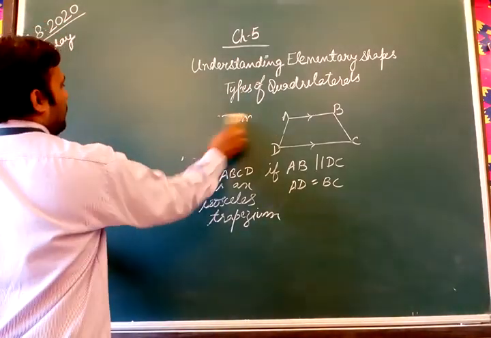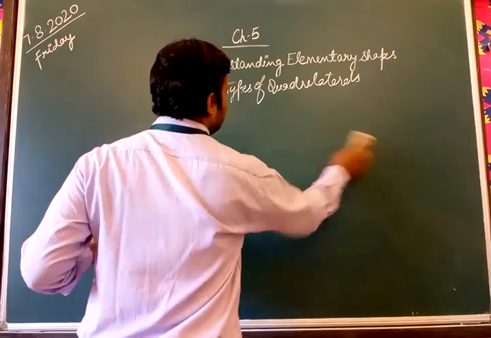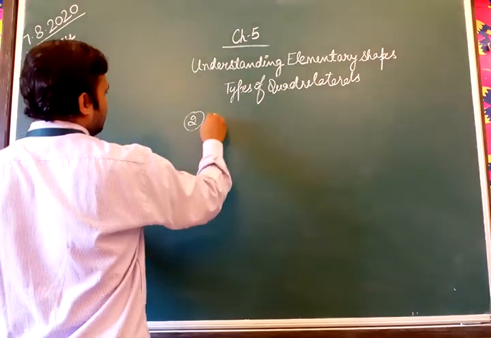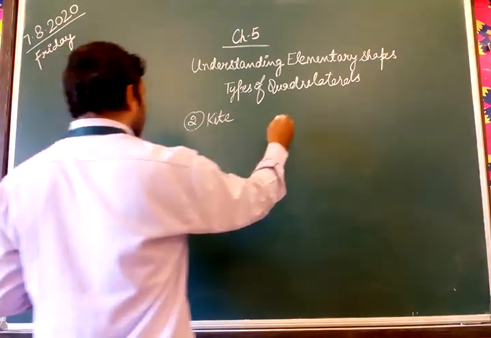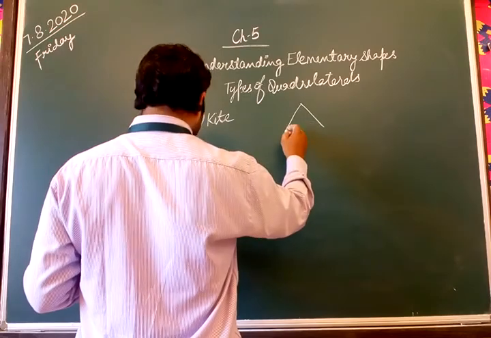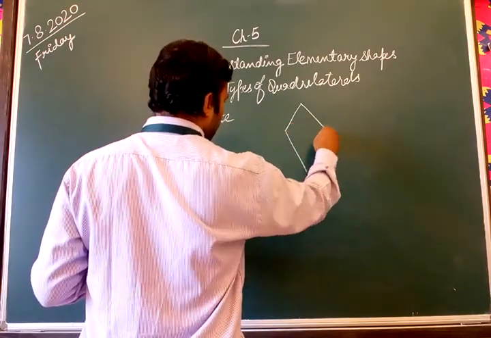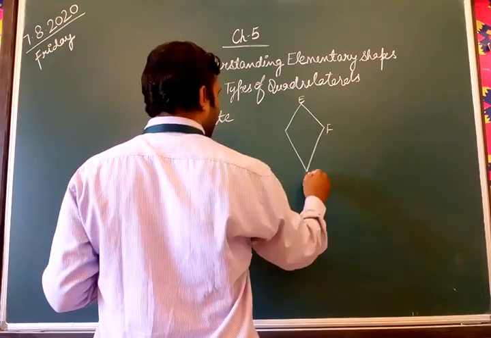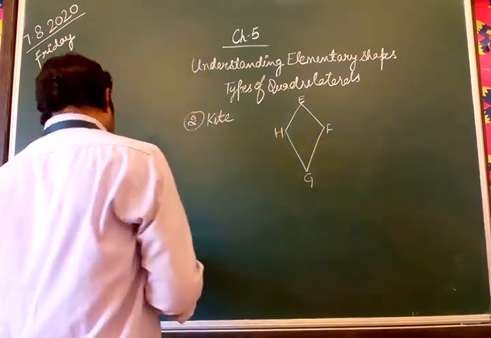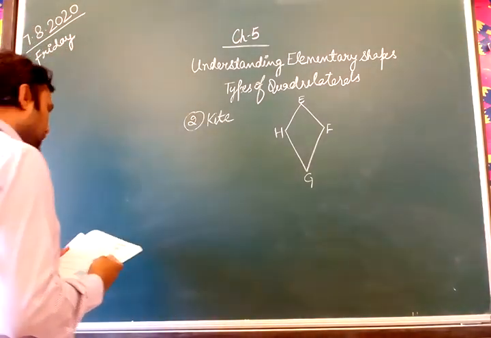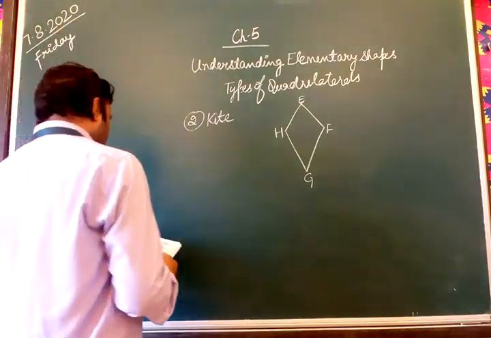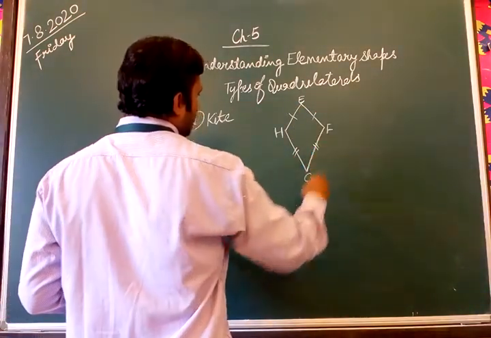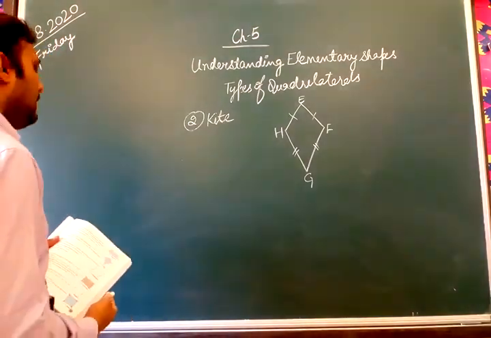Next we will discuss the kite. It is also a type of quadrilateral. Two pairs of equal adjacent sides make a kite. Two pairs of equal adjacent sides means this side equals this side and this side equals this side. So these are the two pairs of equal adjacent sides.